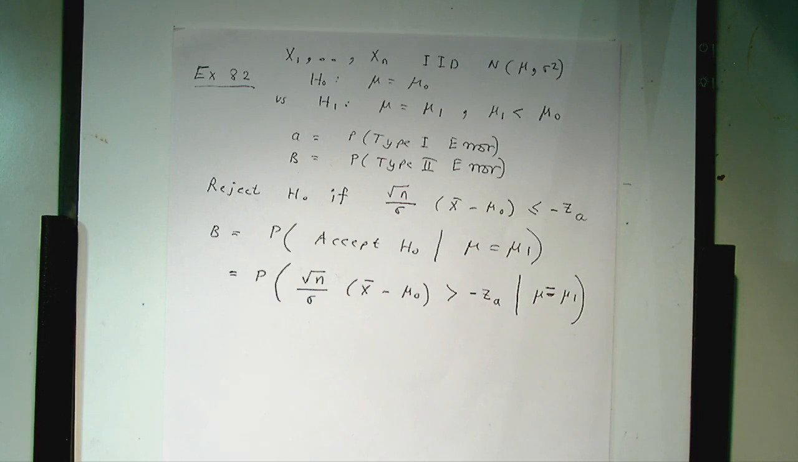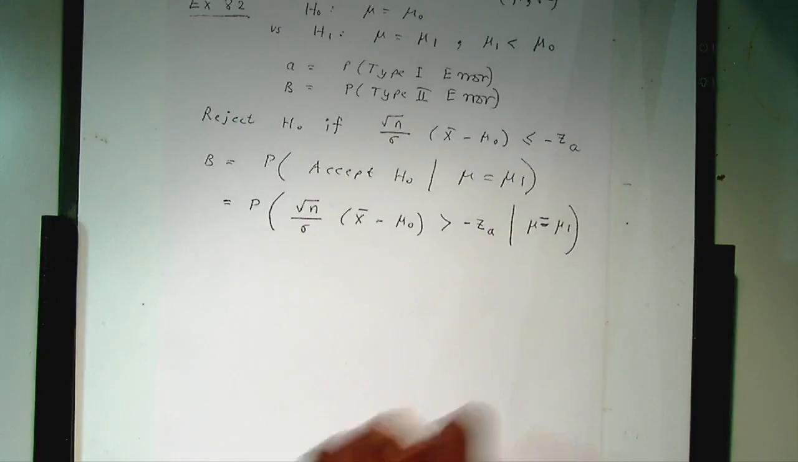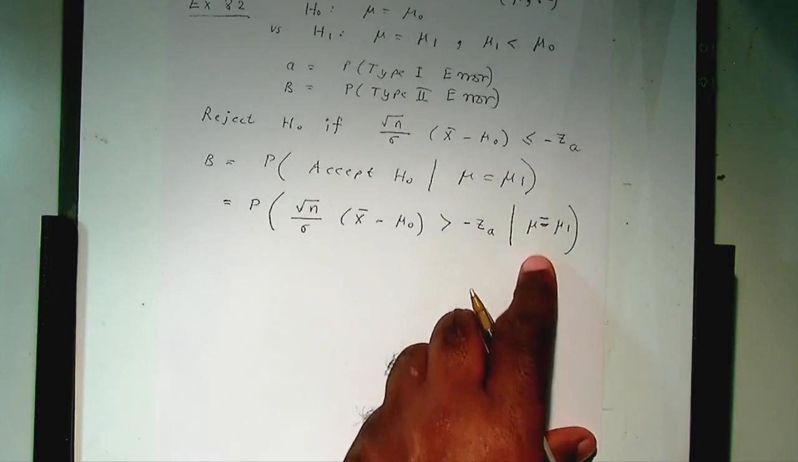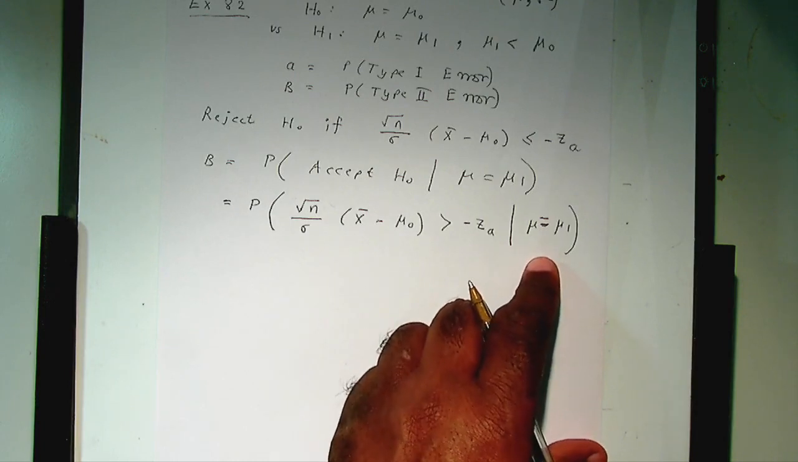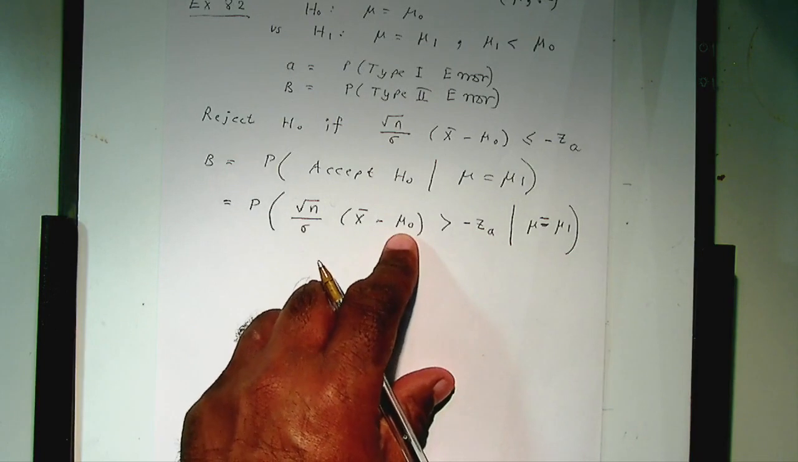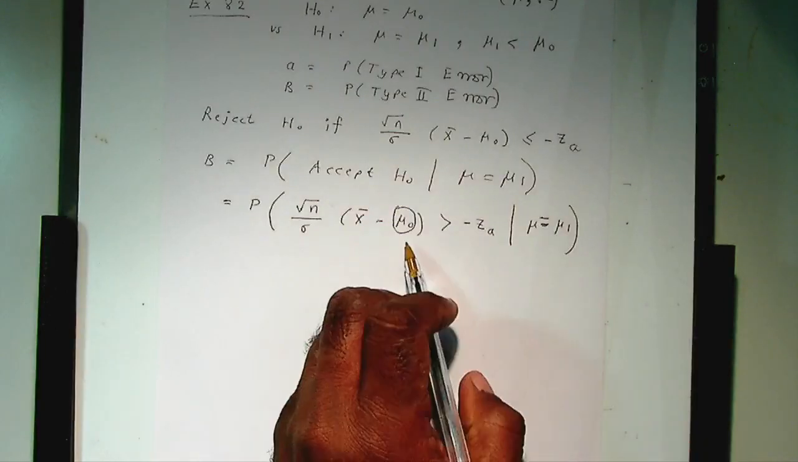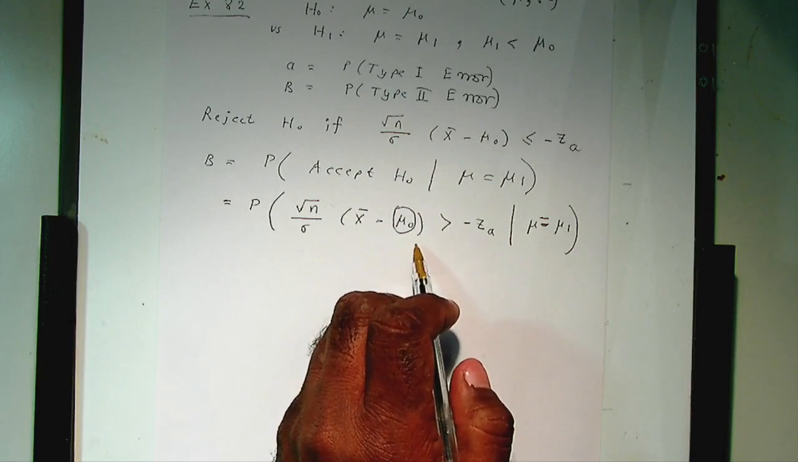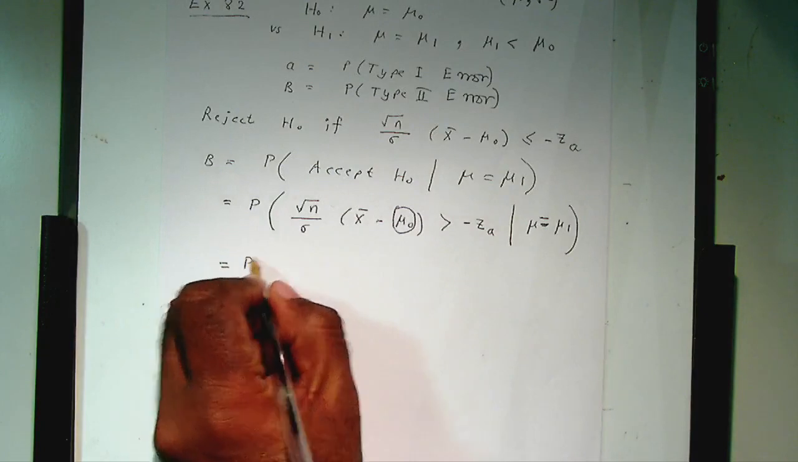All right. Now, how do we simplify this, guys? Remember, we are conditional. The conditional statement says that we are conditioning on the true population mean equal to mu1. So what should we do now? We should change this guy here, this is no longer the true population mean. The true population mean is mu1, not mu0. So the next thing we must do is to change.